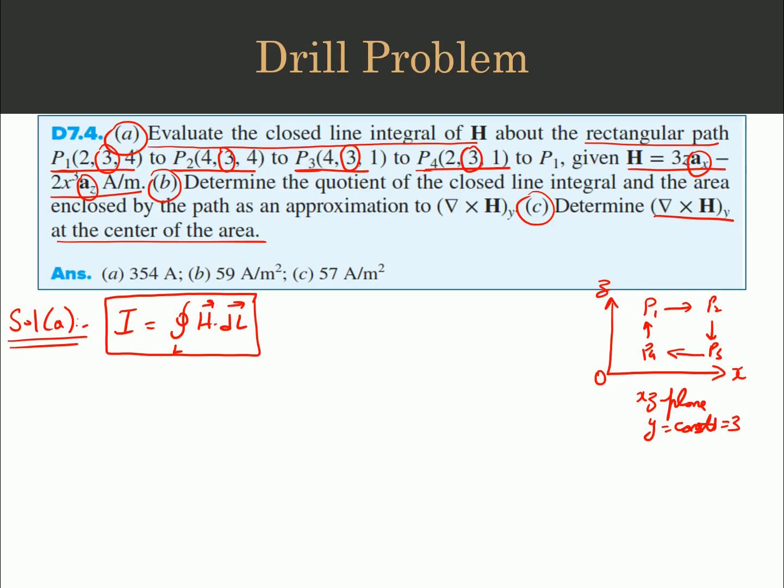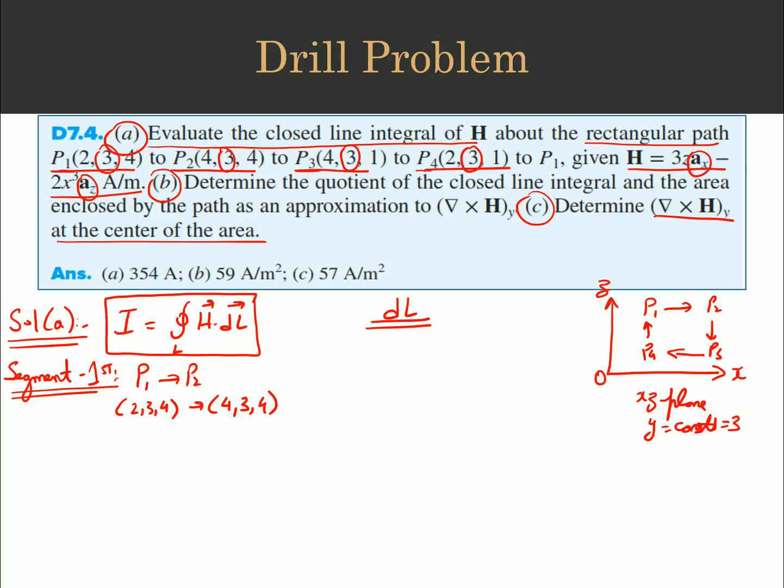So let us start segment by segment. In the first segment, or the first section, we are selecting the path from P1 to P2. This is the path that we are selecting. So path 1 is at 2, 3, 4, and we are moving towards point 2, which is 4, 3, 4. Now, H has been given to us. What about dl? Let us define the dl for all the paths using this image over here.